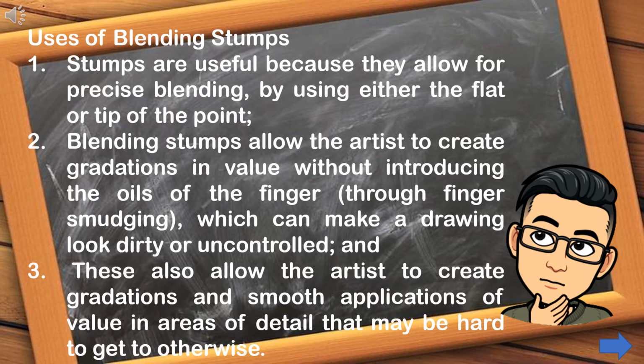Now let us proceed to the uses of blending stumps. 1. Stumps are useful because they allow for precise blending, by using either the flat or tip of the point. 2. Blending stumps allow the artist to create gradations in value without introducing the oils of the finger through finger smudging, which can make a drawing look dirty or uncontrolled. And 3. These also allow the artist to create gradations and smooth applications of value in areas of detail that may be hard to get to otherwise.